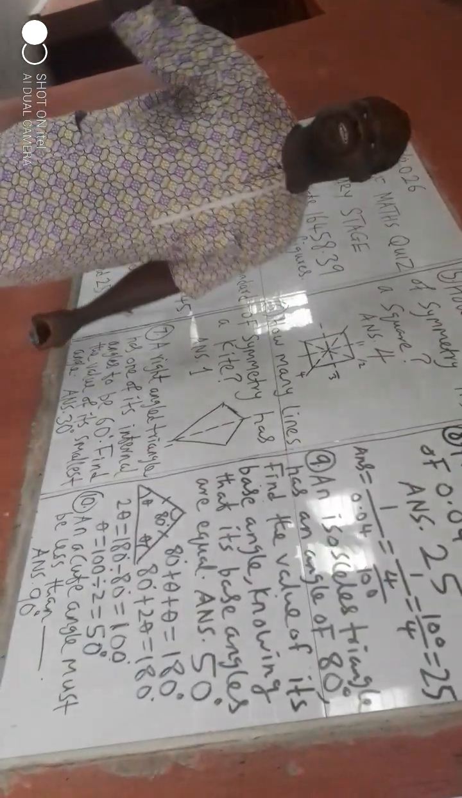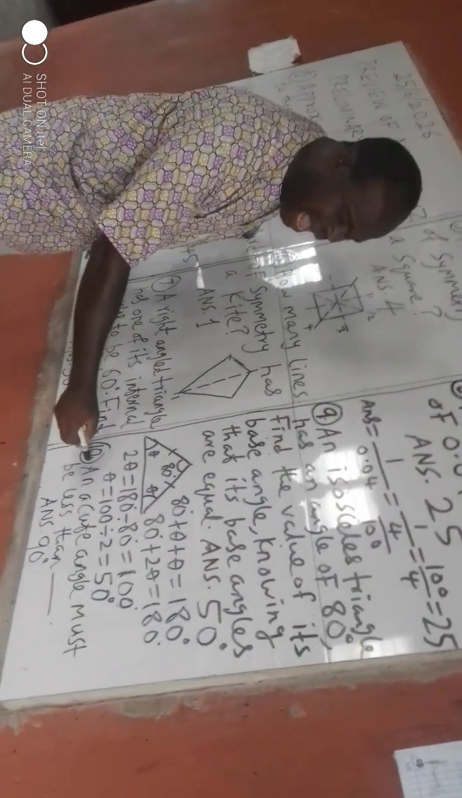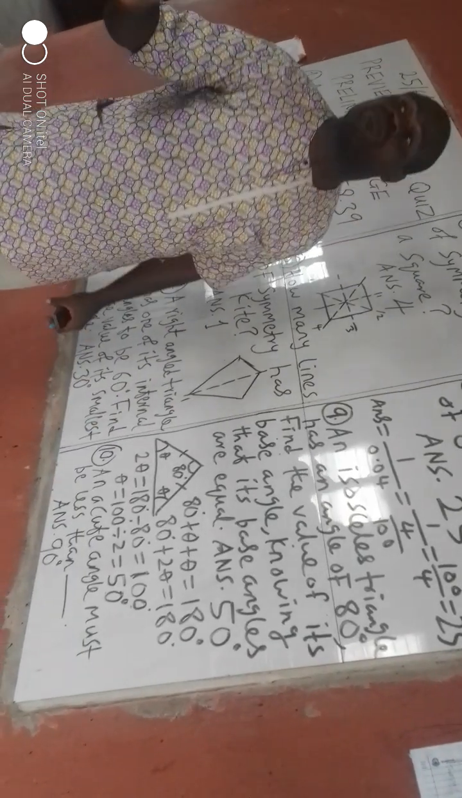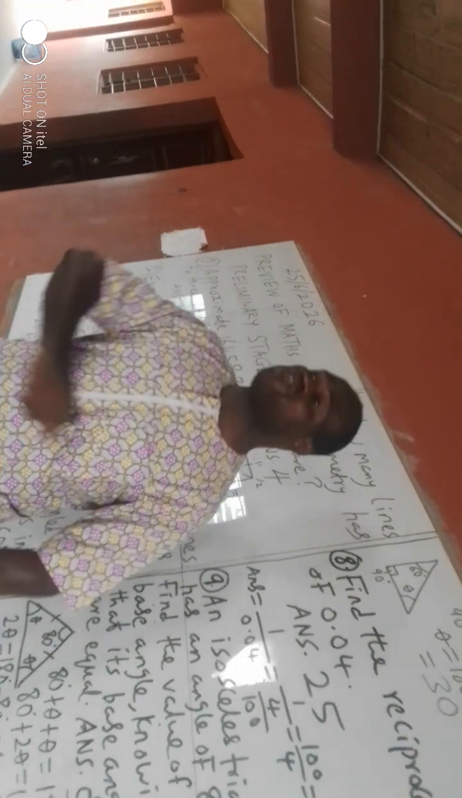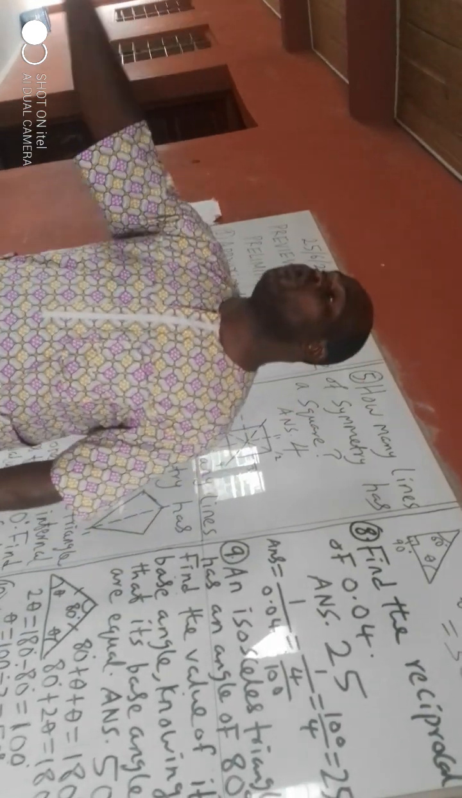Now number 10, which is the last one. They said an acute triangle must be less than 90 degrees. One is over 90 because it is an obtuse angle.